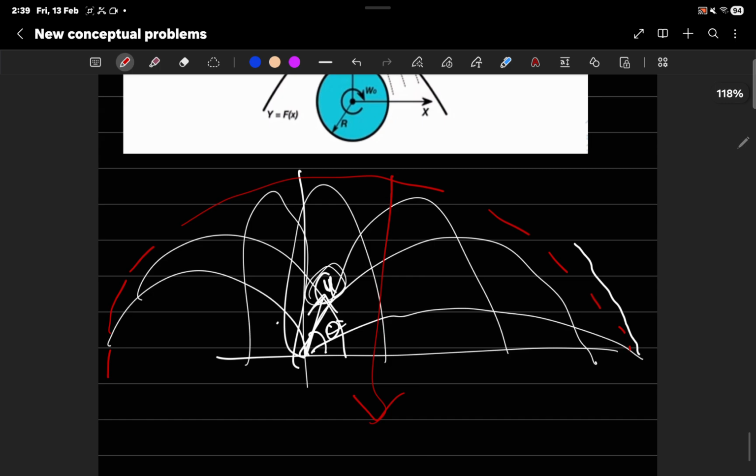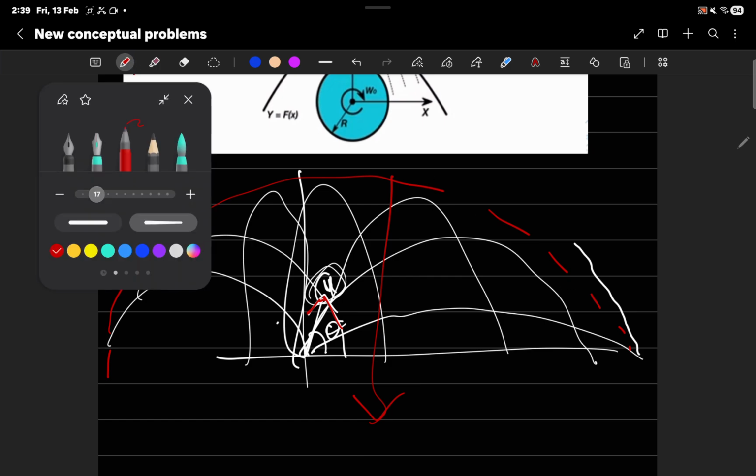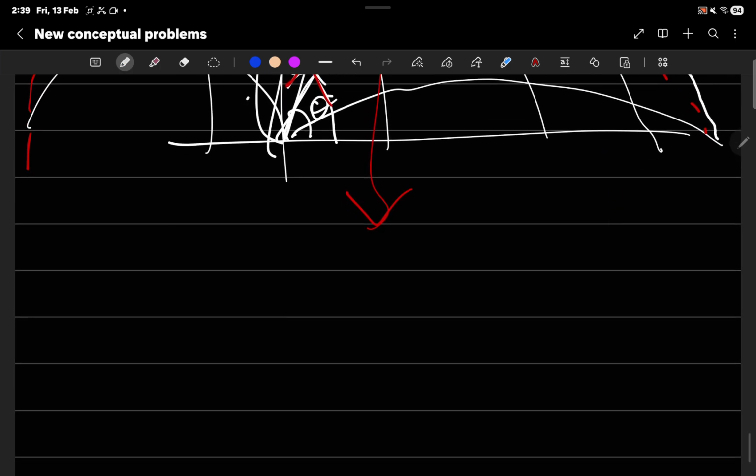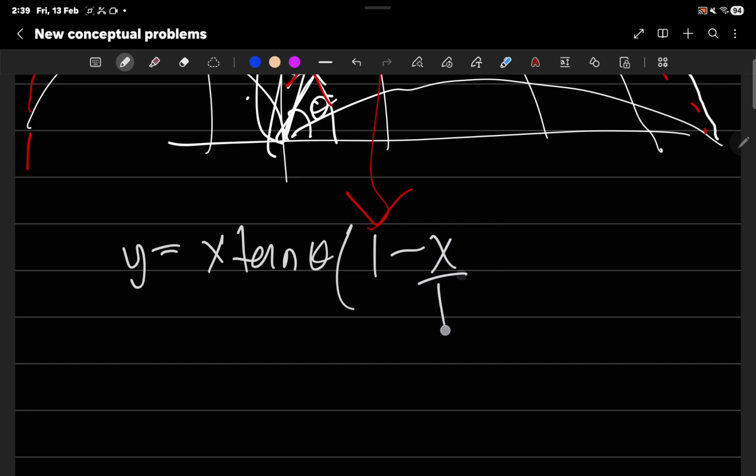All of the particles projected at speed u will always be under this parabola, at any angle theta. How is it derived? There's a standard way of derivation, which is also very lengthy, and I will show you a shorter way too. You have to basically write the equation of trajectory, which is y is equal to x tan theta times (1 minus x by R).